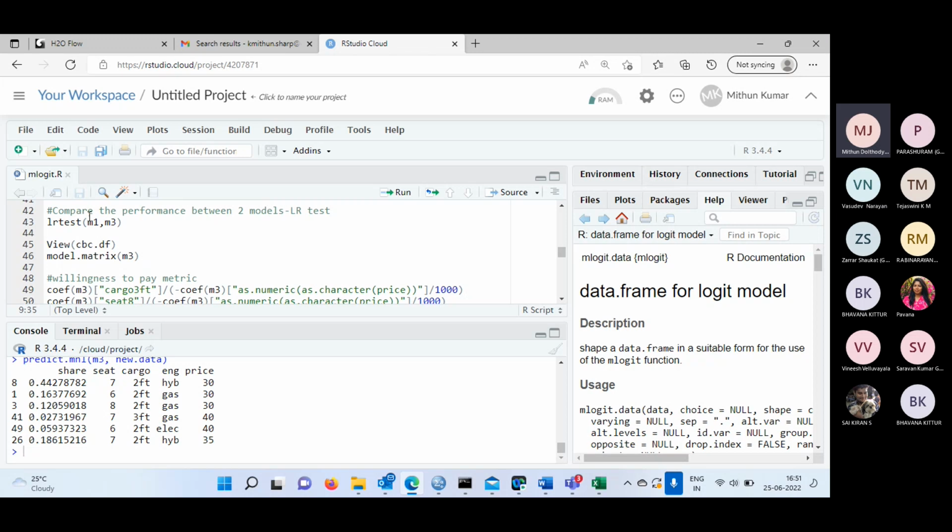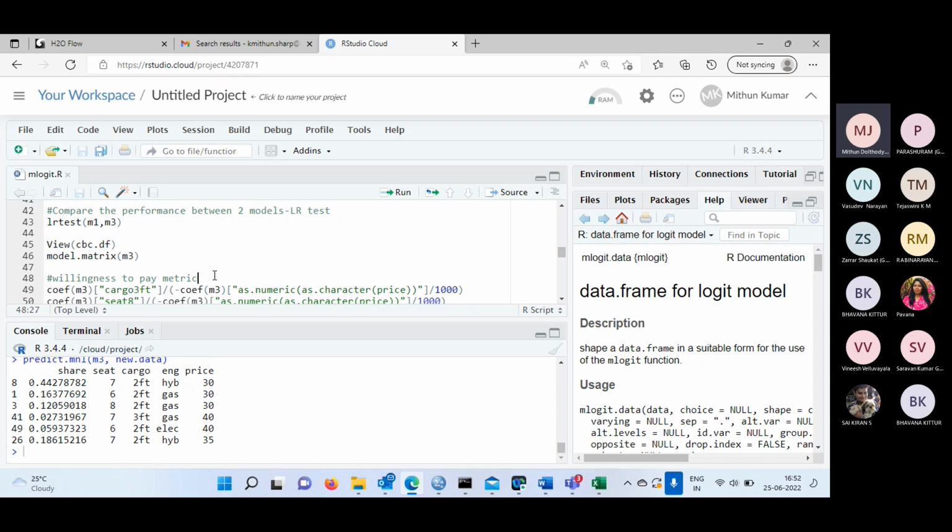Line number 42, if you recall, I had built multiple models. One with intercept, next suppressing the intercept. Third model was by treating price as a factor variable. So out of this, which one is the best model? For model comparison, just use an LR test. If the p-value is less than 0.05, it means there is a significant difference. If the p-value is higher than 0.05, it means there is no significant difference. So that is the first part.